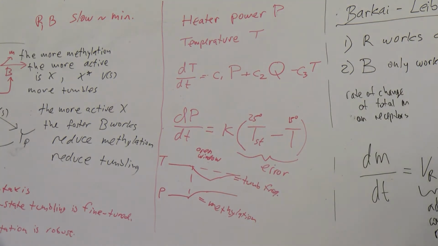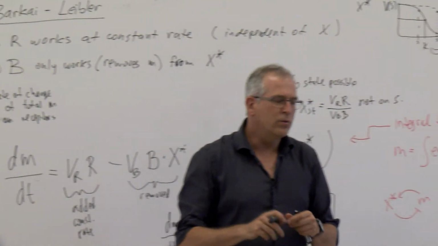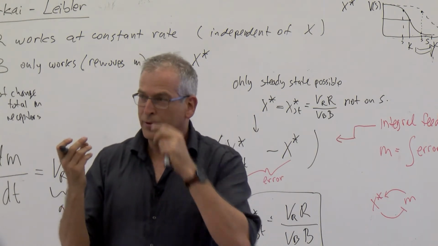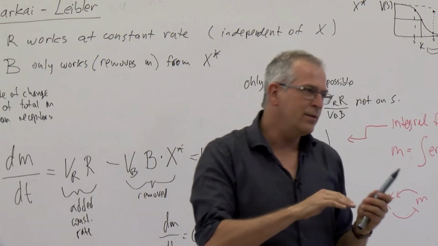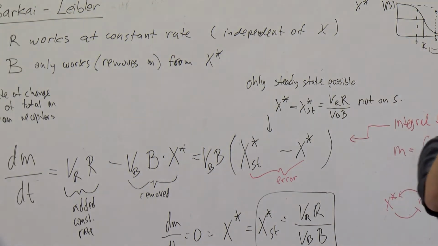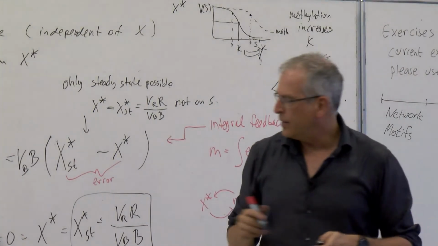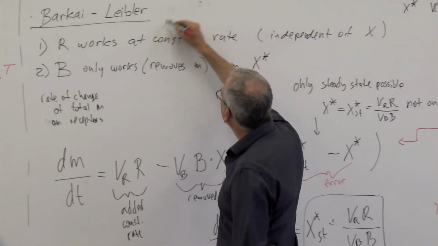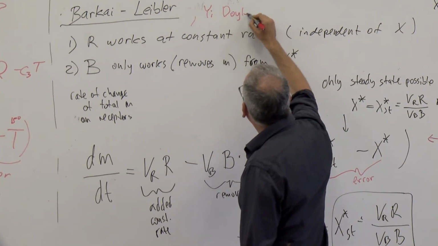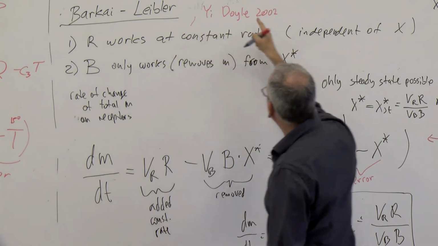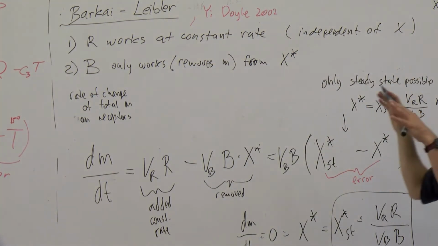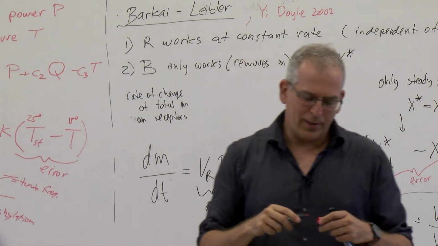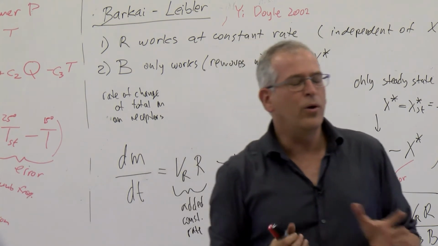So bacteria discovered using enzymes how to implement an integral feedback, which is such a powerful feedback. It guarantees that for any step disturbance, you return to steady state. I want to mention Tau Doyle, who took the Barkai-Leibler model and mapped it to integral feedback to look at the general principle there. And since then, I would say integral feedback is basically required for exact adaptation.